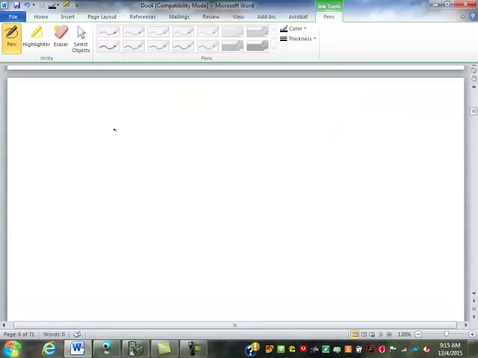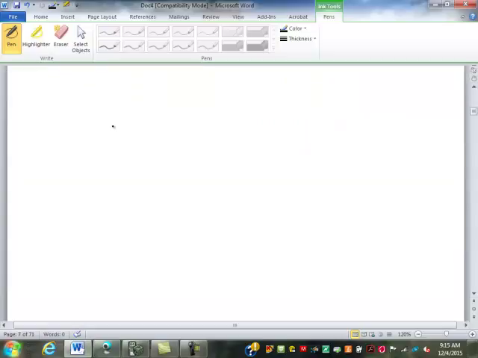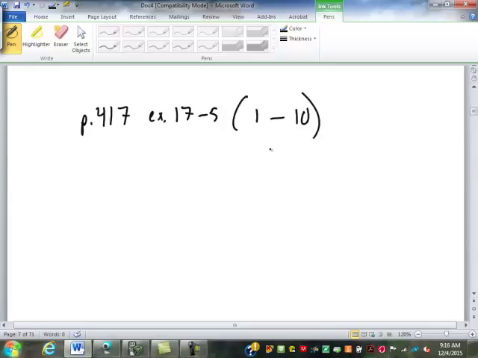The good news is, for tomorrow, I'm just gonna have you do 2x2 matrices. In your big book, page 417, for Tuesday, I should say, exercise 17-5, 1 through 10. Those are just 2x2s. There are some decimals and fractions in there for you to play with, though.